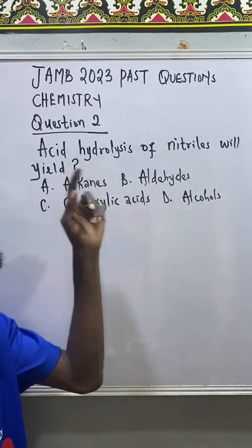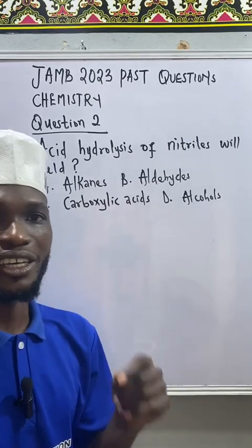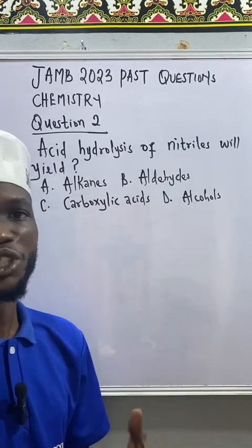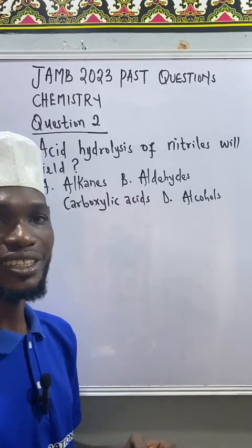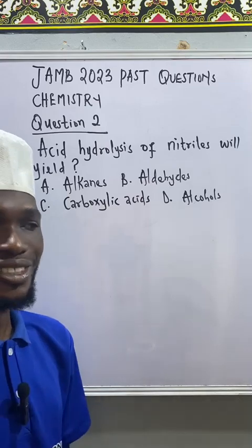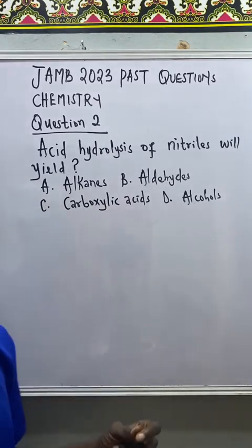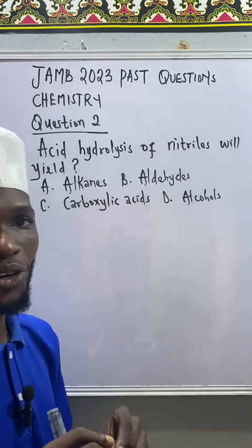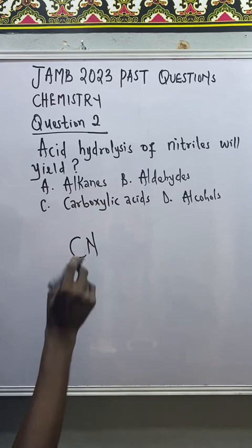Good. First of all, let's consider what we mean by nitrile. Nitrile is any organic compound which contains cyanide. And what is cyanide? Cyanide is a compound that contains carbon and nitrogen bonded together by a triple bond covalently. This is cyanide, CN.